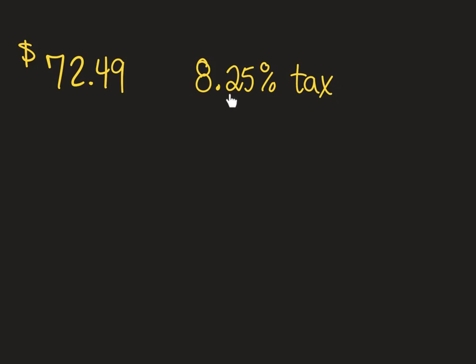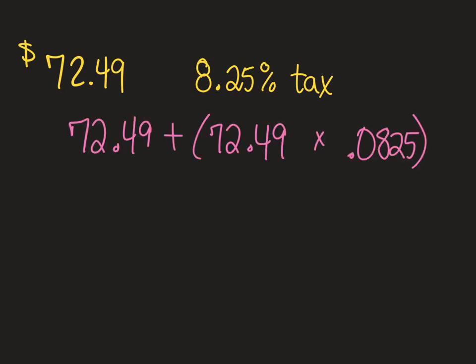All right, here's your first question of the video. $72.49, 8.25% sales tax. I only want to know what is going to go on the first line of work. What is your first line going to say? That's all I want you to type in. This is the correct answer. Price plus price times percent. Your next question. What is the next line of work going to say? The next line will be the answer to this plus this.